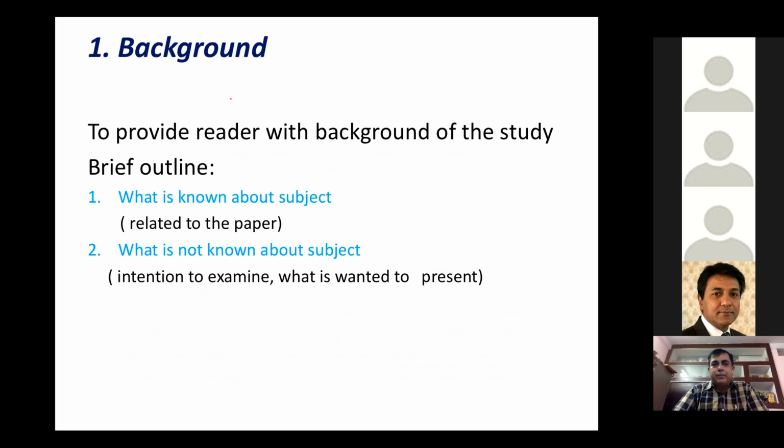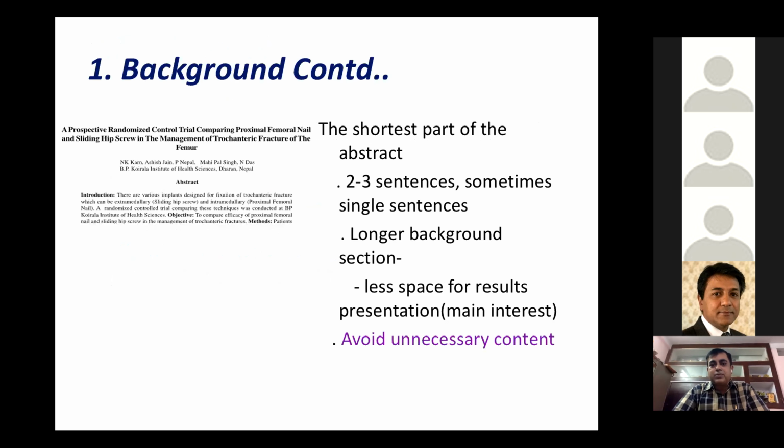Whenever you are writing the background, it is basically to provide the reader with the background of your study. Two important things you have to know: number one, what is known about the subject, and what is not known about the subject. So there is a gap. What is your study going to tell, what is the intention to examine, and what you wanted to present. So you are filling that gap. It is the shortest part of the abstract, 2 to 3 sentences. Sometimes even a single sentence: this was the essential knowledge and I am going to fill this gap. If you make your background or introduction too long, there is very little space for more important things like results. So avoid unnecessary content in the background.